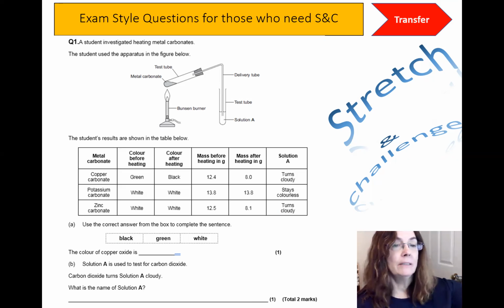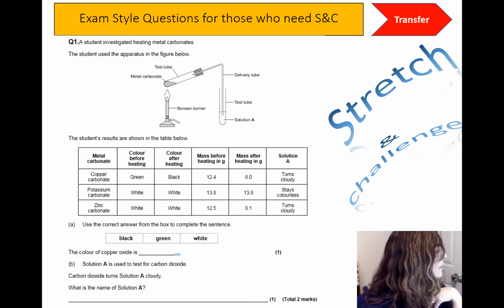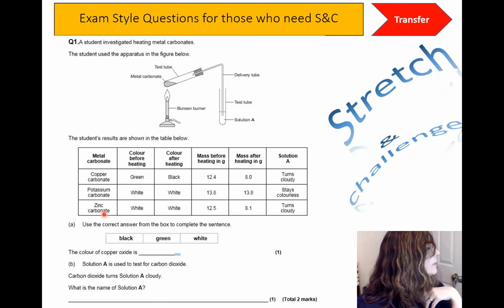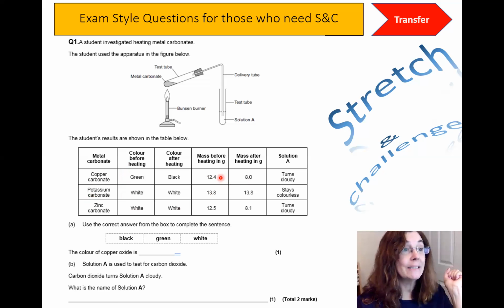You can see the metal carbonate is on the left-hand side. I think I'll just get my laser pointer. So here you can see the metal carbonate is copper, potassium and zinc. The colour before it was tested was green for copper, white for potassium carbonate, white for zinc. The colour afterwards was black or white, so they're all being heated. This is the mass before and afterwards, and you can see that there's a mass loss on the copper carbonate one and on the zinc carbonate, but not the potassium.